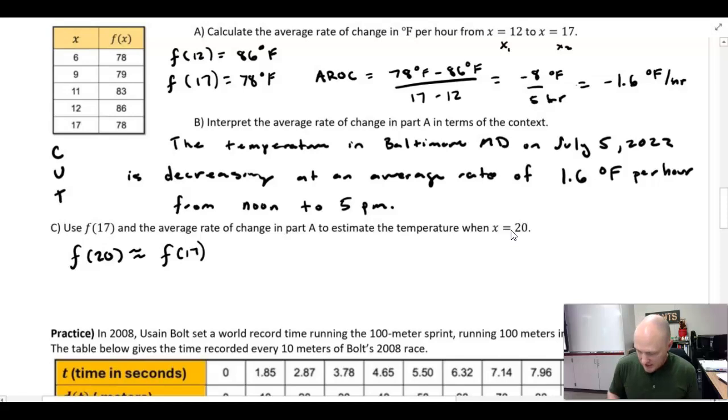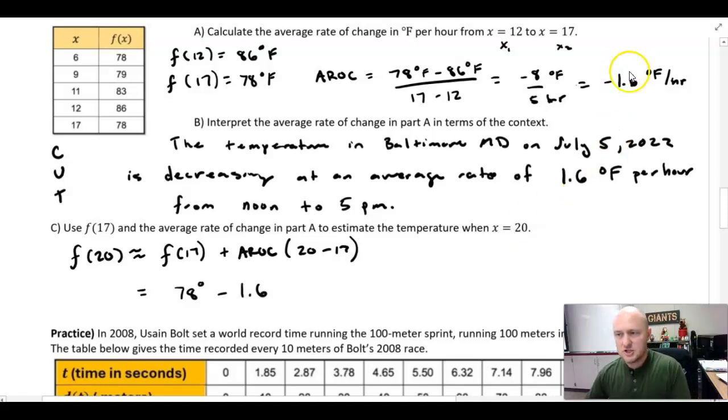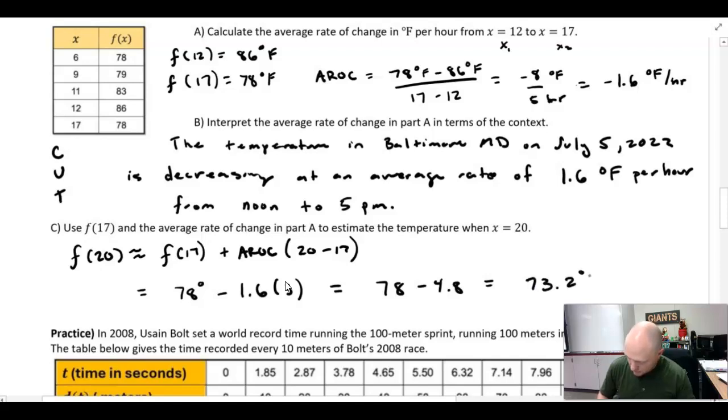We're going to start there, and then we're going to add our average rate of change, and we're going to multiply by the time from 17. So that's 3 hours, right? 20 minus 17. So we're starting at 78 degrees, and this time we're subtracting, so pay attention, your average rate of change is a negative 1.6, so minus 1.6 times 3, which gives us 78 minus 4.8, so we get 73.2 degrees Fahrenheit. That's it.